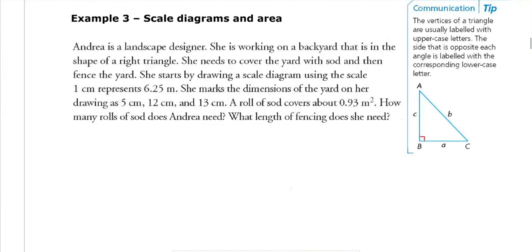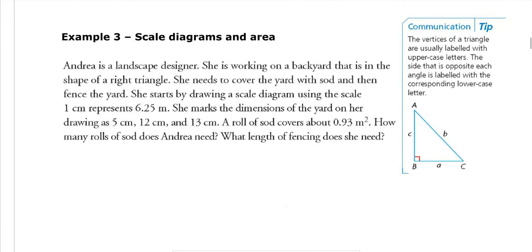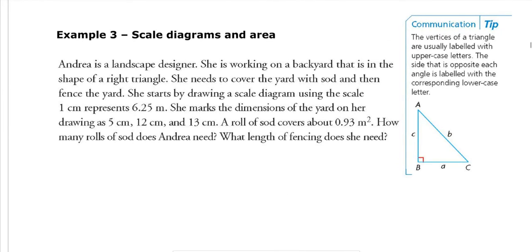Okay, let's look at another example. Andrea is a landscape designer. She's working on a backyard that is in the shape of a right triangle. She needs to cover the yard with sod and then fence the yard. She starts by drawing a scale diagram using the scale 1 centimeter representing 6.25 meters. She marks the dimensions of the yard on her drawing as 5, 12, and 13 centimeters. A roll of sod covers 0.93 meters squared. How many rolls of sod does Andrea need? What length of fencing does she need?